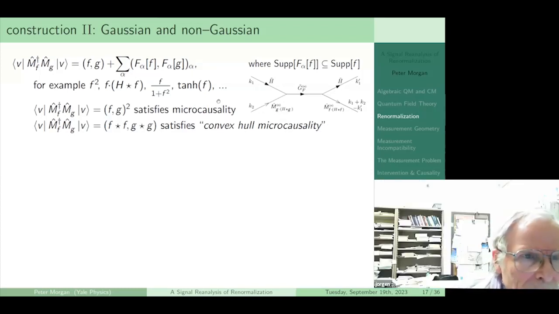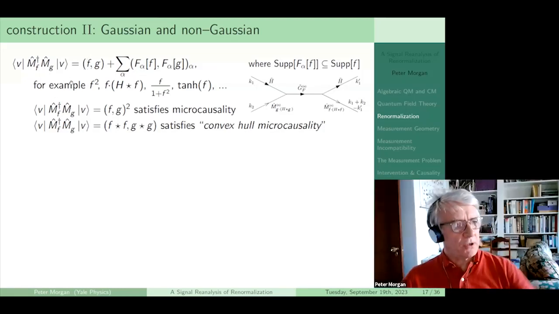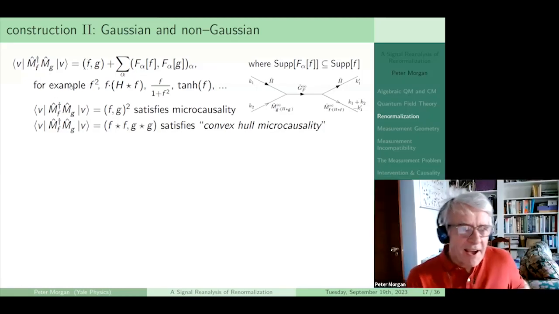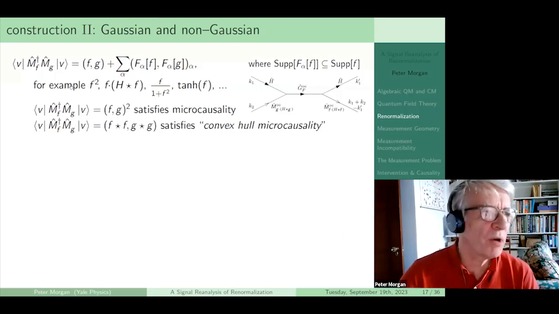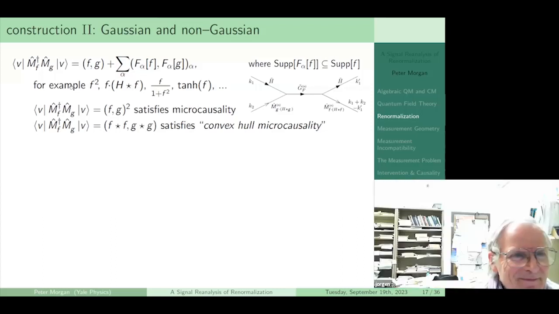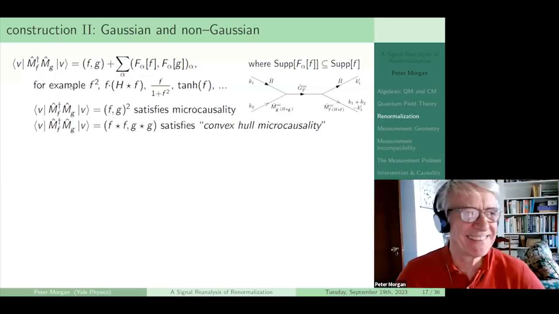How well understood are the non-Gaussian cases? The non-Gaussian cases I'm going to come to next. I would say I understand some ways of constructing them, and I'll present one of them, and I'll argue that I want mathematicians to do something better. Okay.